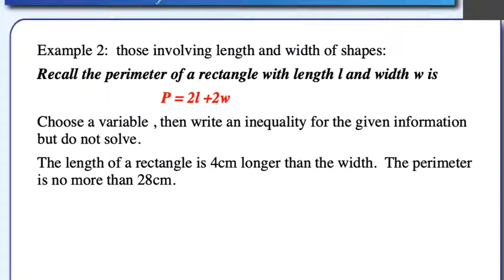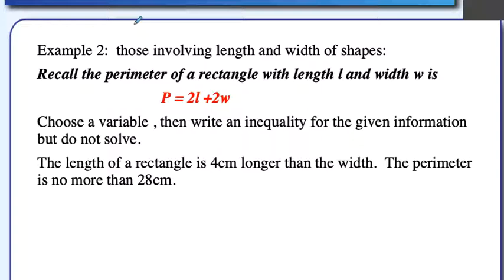Hi everyone, it's Coach Fred here, and I'm going to go back to writing inequalities with word problems and look at another example. This time we're going to look at an example that involves a shape, so maybe those involving something that includes length and width of shapes.